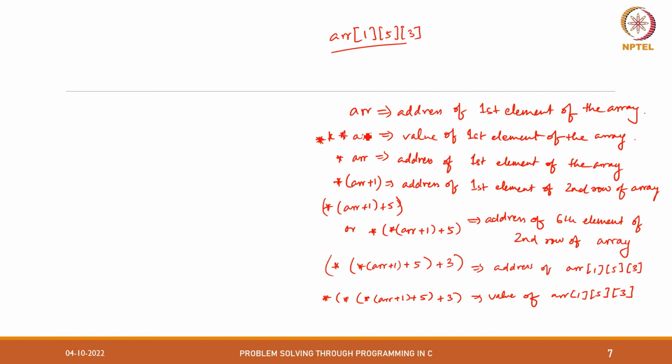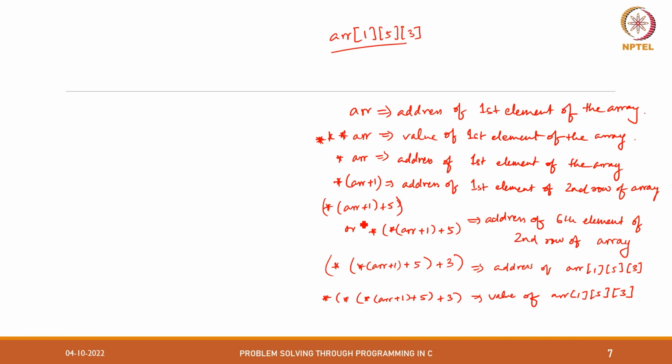Now if I write 3 stars and ARR, that refers to the value of the first element of the array. Now what is star of ARR? That refers to the address of the first element of the array still. You can try this out by writing the code, printing it out and checking whether it is the same or not. So ARR and star ARR will give you the same thing. Now star ARR plus 1 will just move to the second row of the array, and it will still point to the address of the first element of the second row.